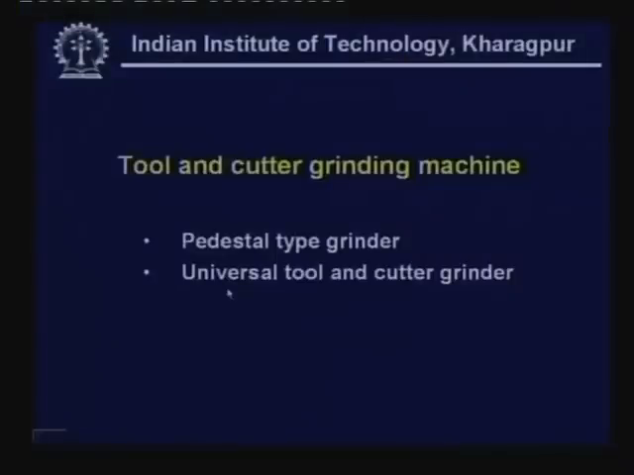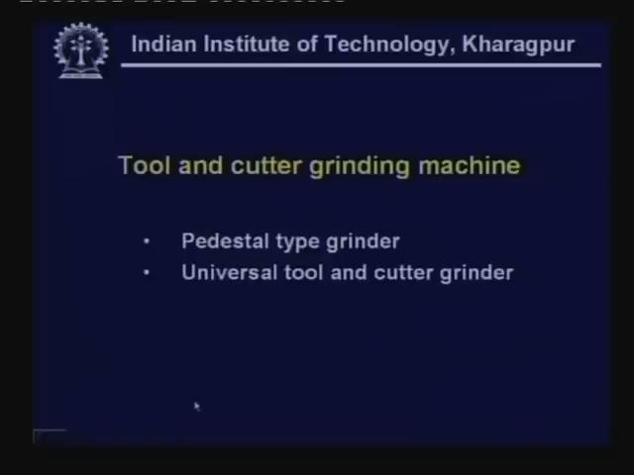Now, we have the tool and cutter grinding machine. Now, tool and cutter grinding is necessary for two reasons. One, to sharpen the cutter or the tool, which is already blunt. Another, to produce these tools with proper geometry. After the heat treatment hardening, this needs proper geometry on the cutting point or the tip of the tool, and that needs proper grinding, and this is used actually for the production of the tool.